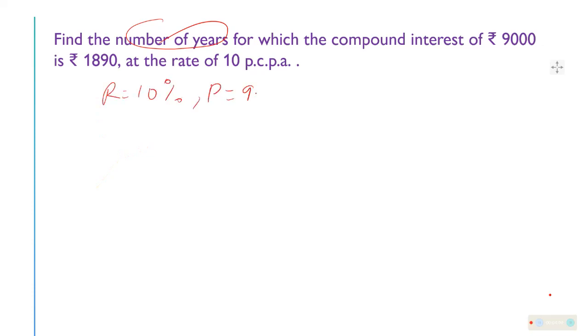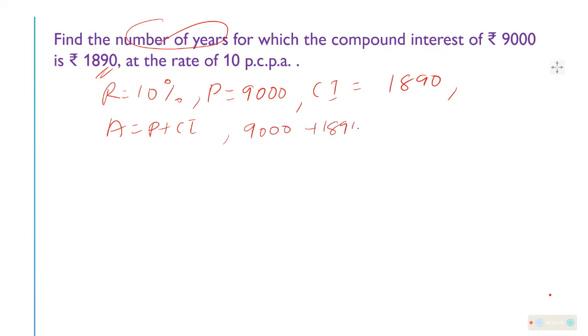Principal is given as 9000. Compound interest is given as 1890. That will be added to get the amount. So we can calculate the amount initially by principal plus compound interest. That is 9000 plus 1890, which is equal to 10890, is the amount.